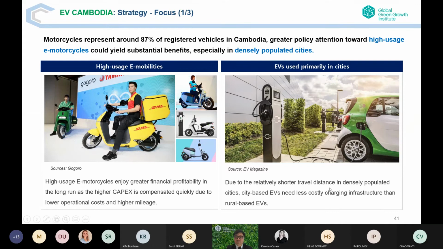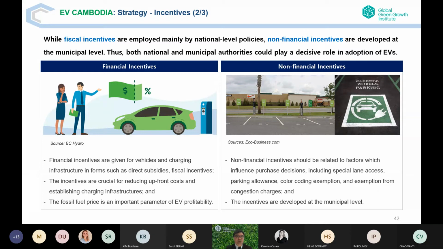And second, we have to introduce an incentive scheme. While fiscal incentives are employed mainly by national level policy, non-financial incentives are developed at the municipal level. So both authorities could play a decisive role in the adoption of electric mobility. Financial incentives are given for vehicles and charging infrastructure in the form of direct subsidies and fiscal incentives. So at the early stages, a financial scheme is very important. That's why GGGI these days has started to set up the financial mechanism for the Cambodian government.